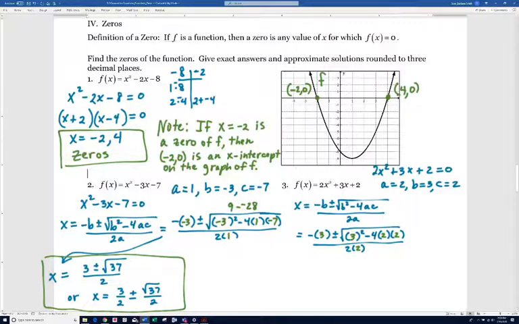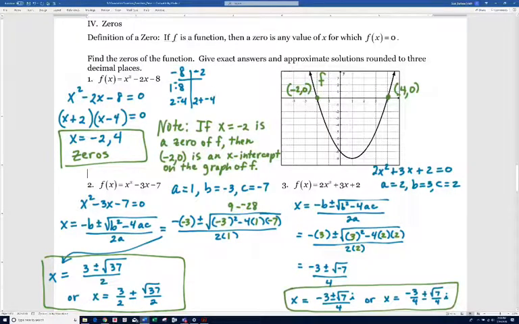All right, so let's see. We're going to have negative 3 plus or minus. We've got 9 minus 16 under the radical. That's going to be negative 7. 2 times 2, of course, is 4. Now keep in mind, the square root of a negative we know is going to be imaginary, so we can pull out an i there. And so we end up with this final answer here.